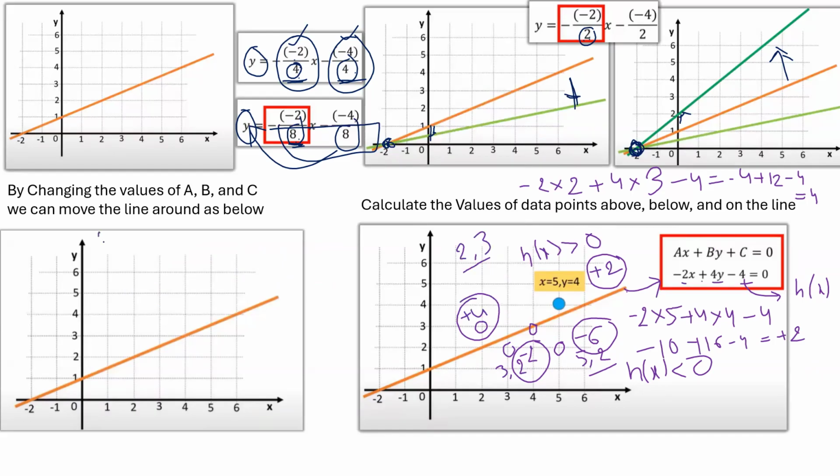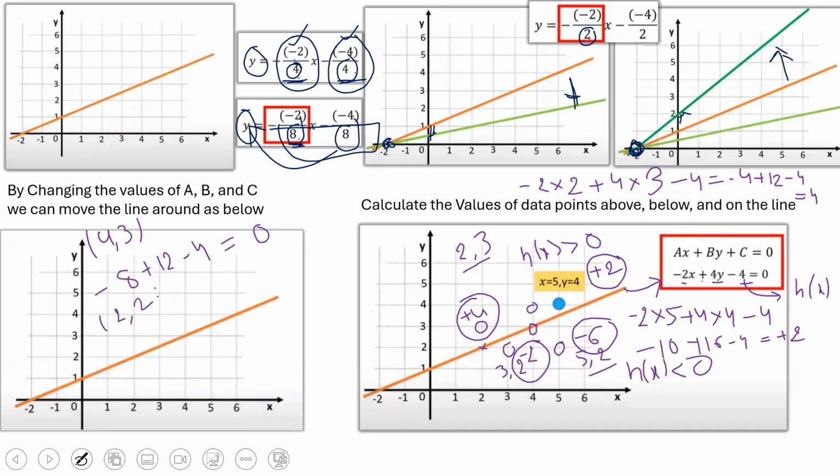So you got 4 comma 3 as the point, and if you substitute this in that equation, you get minus 4 into 2, 8, plus 4 into 3, 12, minus 4. So you're getting that as 0, right? If you take any other point, say 2 comma 2, and substitute in this, we get minus 4 plus 8 minus 4, so getting 0. So any point on this line has value equal to 0. h of x is 0 on this line.